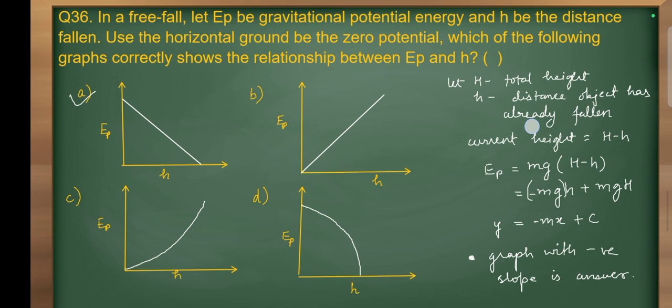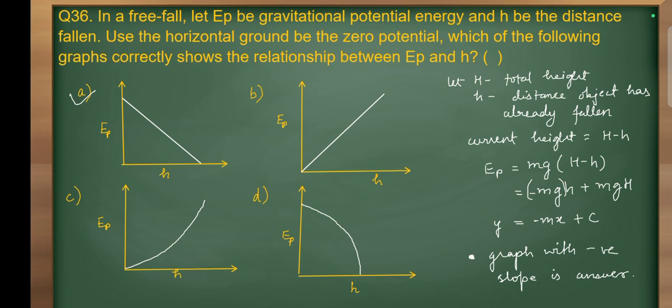Question number 36. In free fall, let EP be gravitational potential energy and h be the distance fallen. Use the horizontal ground as zero potential. Which of the following graphs correctly shows the relationship between EP and h? Here, suppose capital H is the total height and h is the distance the object has already fallen. So according to this, the current height will be H minus h.